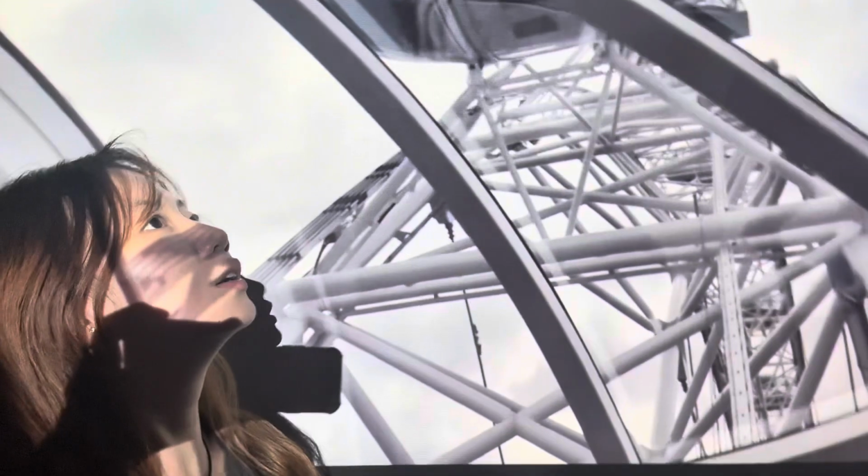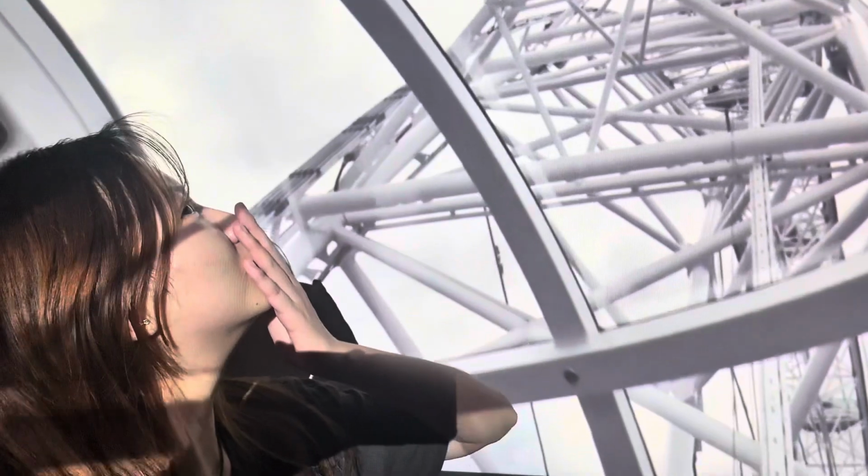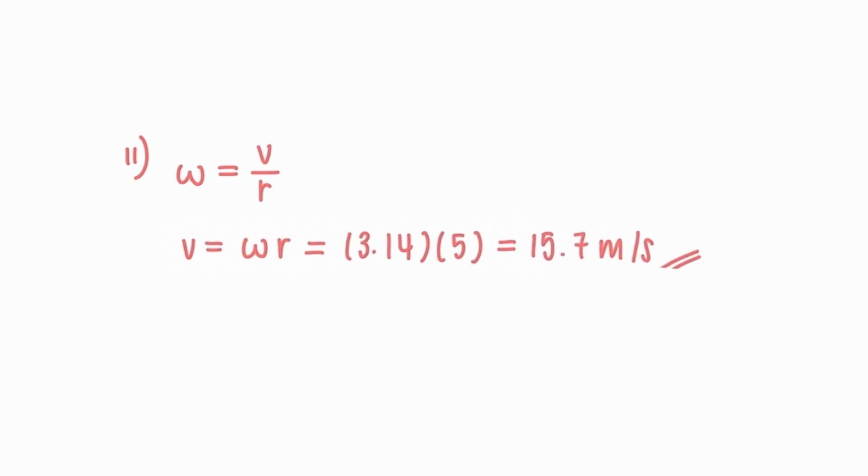For part 2, since we have the value of the angular velocity and the value of the radius, we can use the formula angular velocity equals the linear velocity over radius. So after making v your subject, you can sub in your values, which is 3.14 times 5. In the end, you'll get 15.7 meters per second.